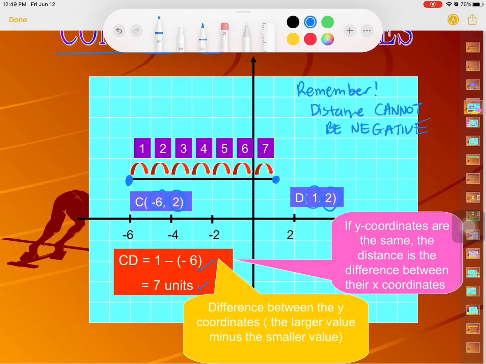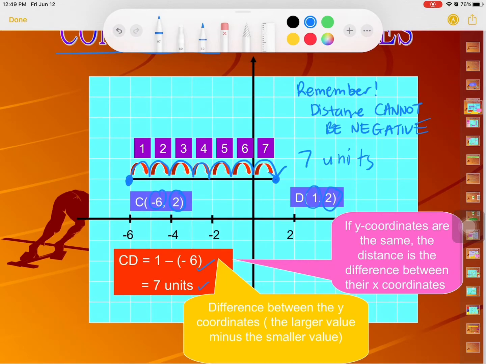Or the easiest way, if you have your Cartesian plane with you, you just need to plot and then hop 1, 2, 3, 4, 5, 6, 7. So there you go. You got 7 units as well. Easy, right? Okay. Same goes with the x, the common x coordinate just now.